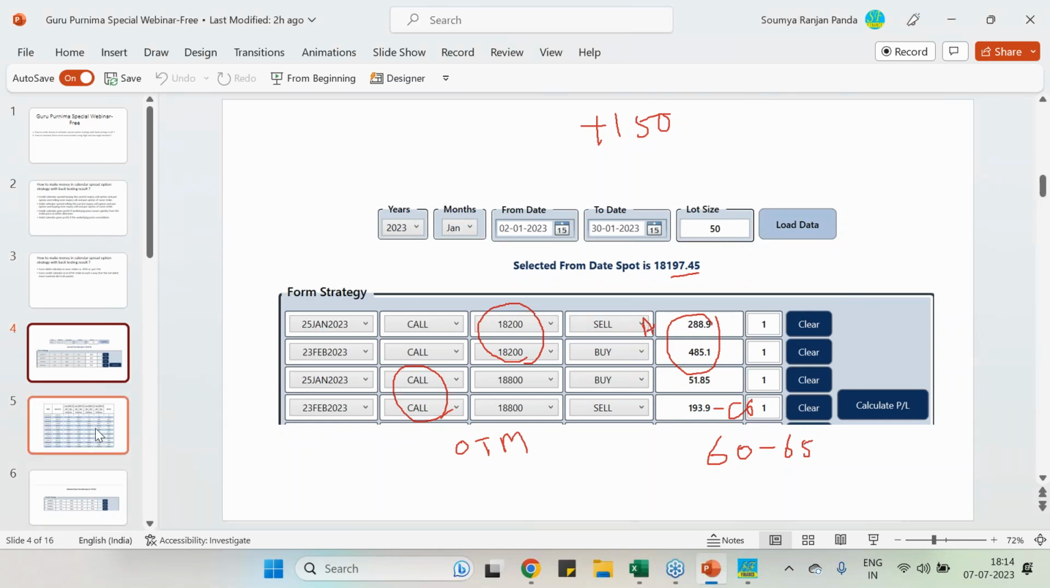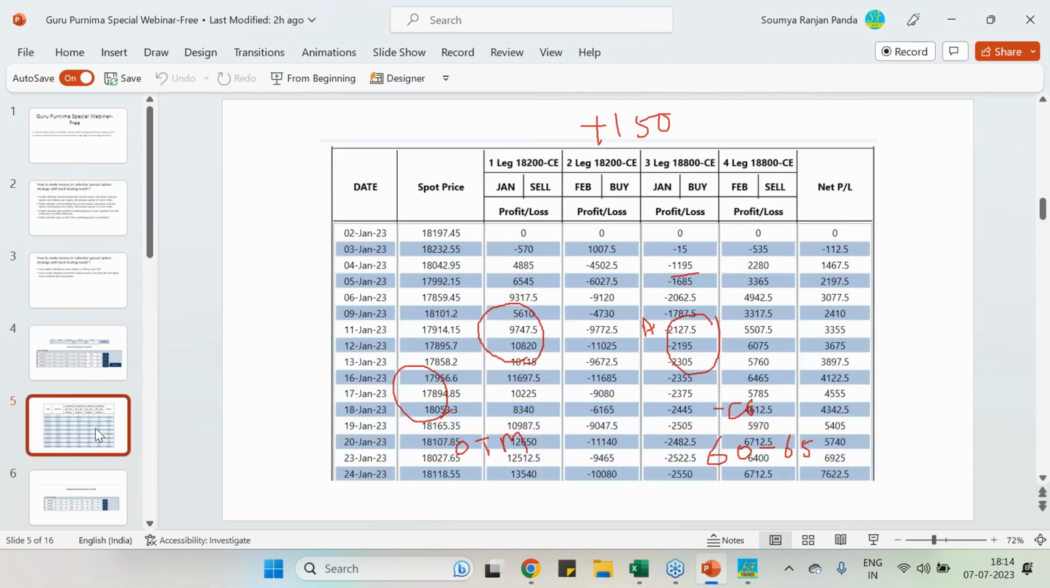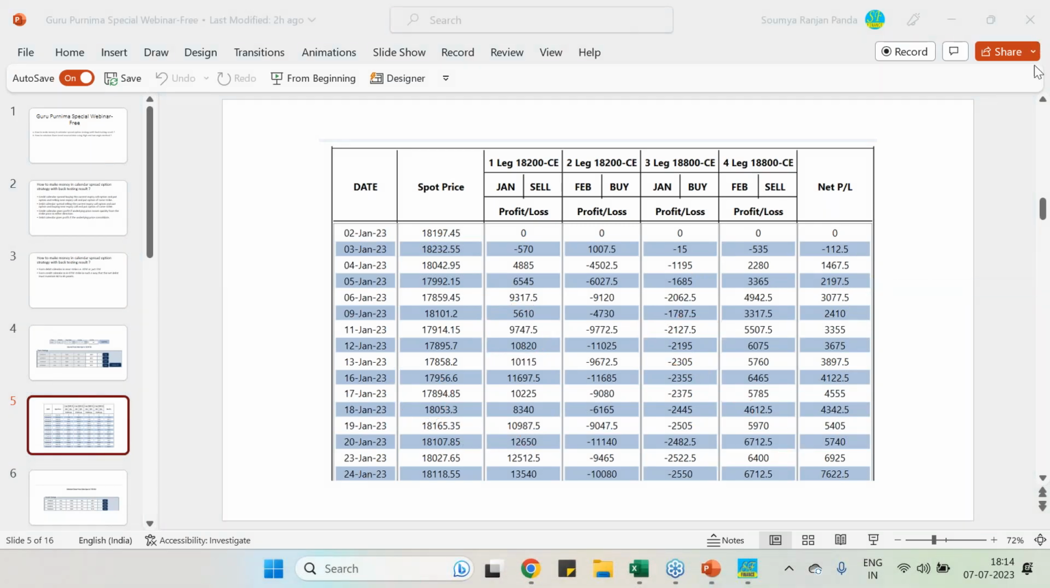This much you do, your job is done. See the profit and loss, one lot. See the profit and loss from the 2nd January to 24th January. Profit and loss analysis.